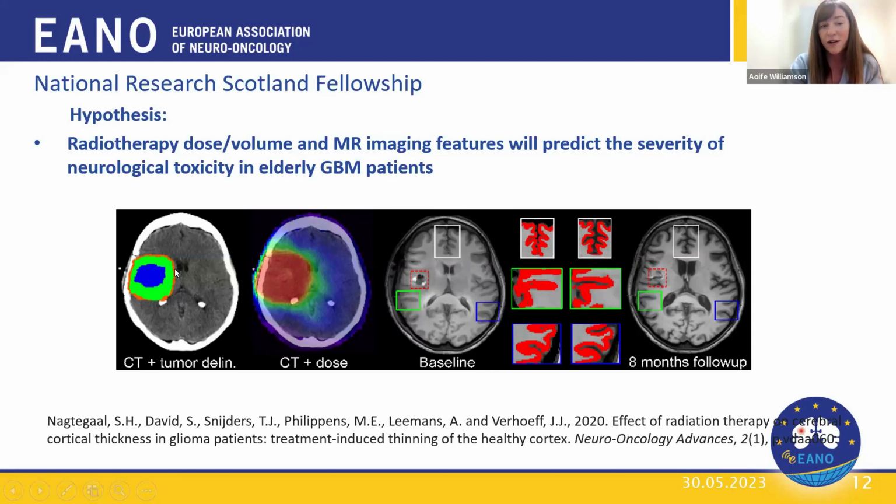And these areas are distant to the target volume. So the radiotherapy in some way, even though we're targeting our target volume so precisely with our radiotherapy, any low dose to the normal brain is having these demyelination effects on our white matter tracts. So what I want to do is look at radiotherapy dose and volume, and look at MRI imaging features, and hopefully that will help us to predict the severity of neurological toxicity in elderly GBM patients in my department.